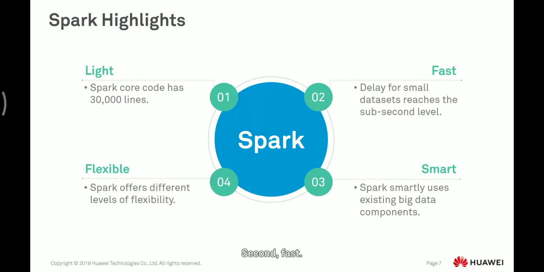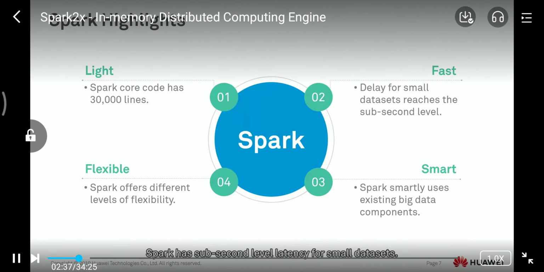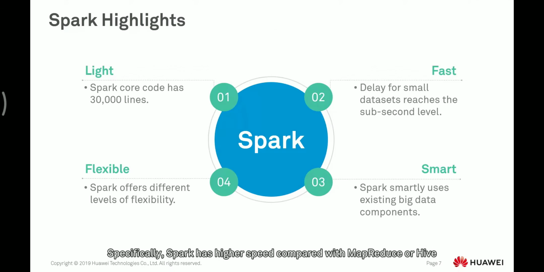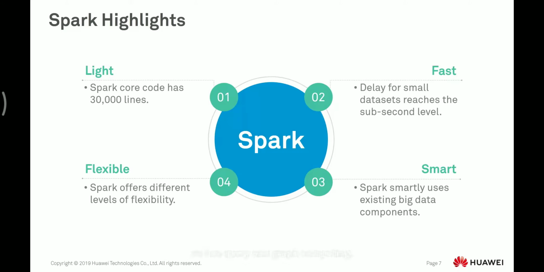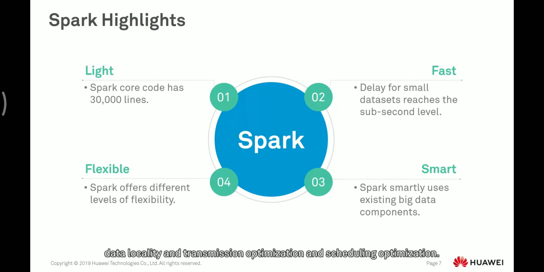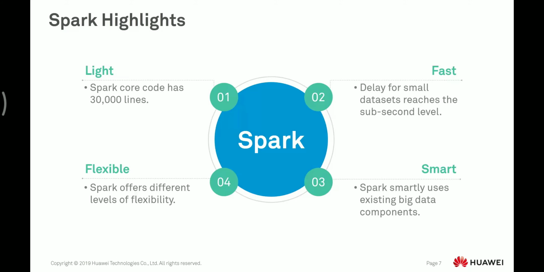Second, fast. Spark has sub-second level latency for a small dataset. Specifically, Spark has higher speed compared with MapReduce or Hive for large dataset applications such as iterative machine learning, ad hoc query, and graph computing. Besides, Spark is featured with in-memory computing, data locality and transmission optimization, and scheduling optimization.